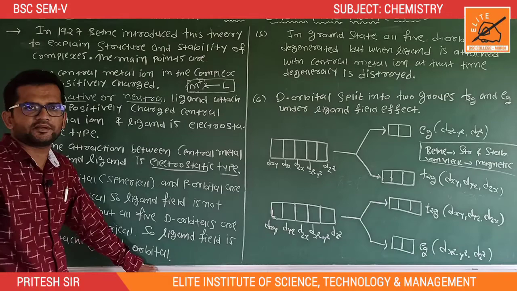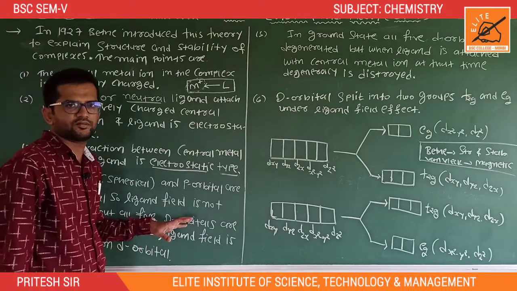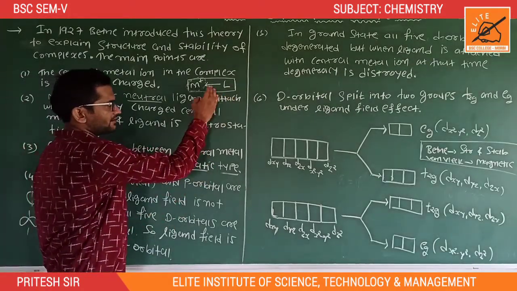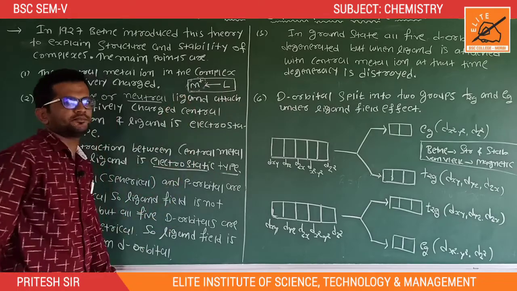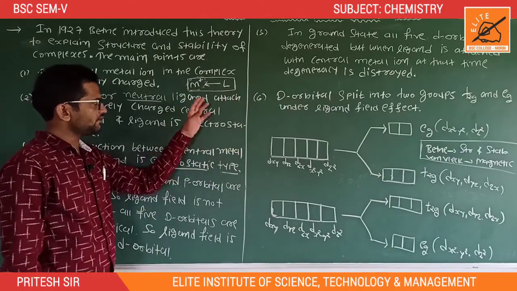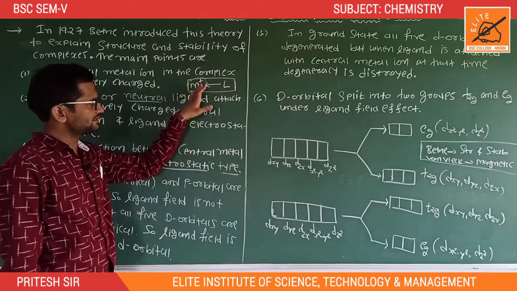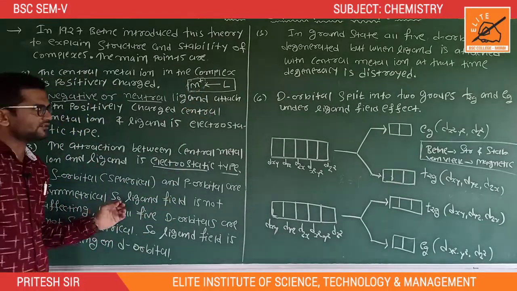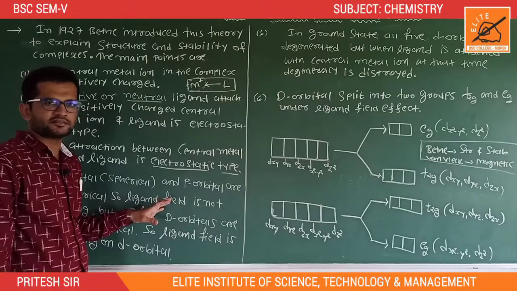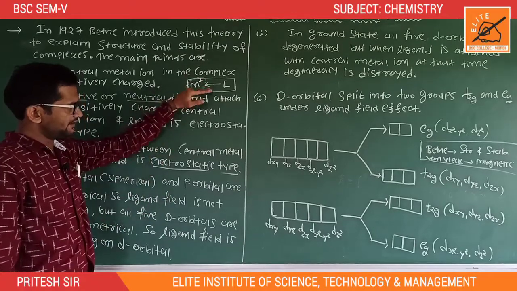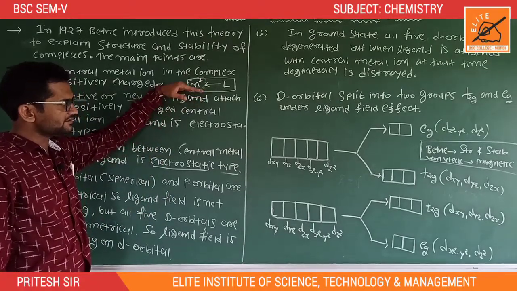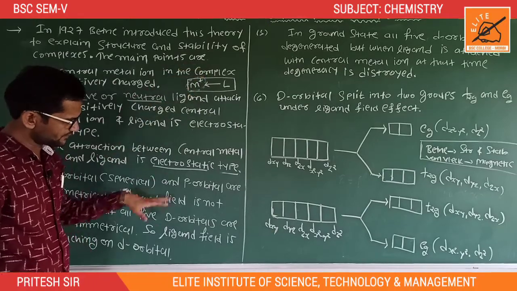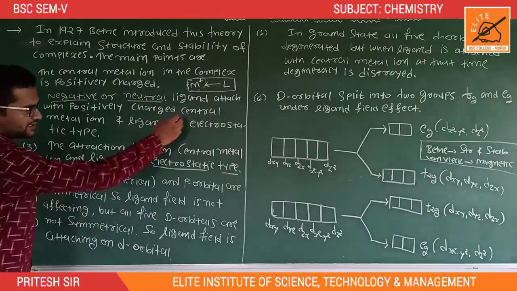At that time the d orbital energy increases. When a ligand is attached to the metal ion, the energy of the d orbitals of the metal ion increases, because the d orbitals are asymmetrical and the five d orbitals are degenerate. So the d orbital energy increases. The first point is that the metal ion is positively charged.